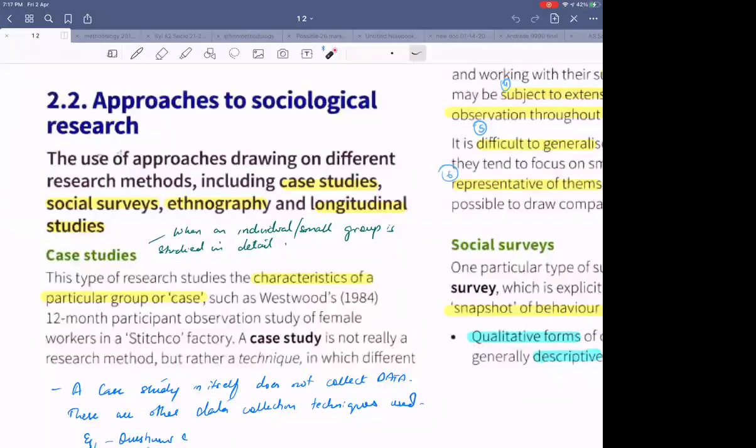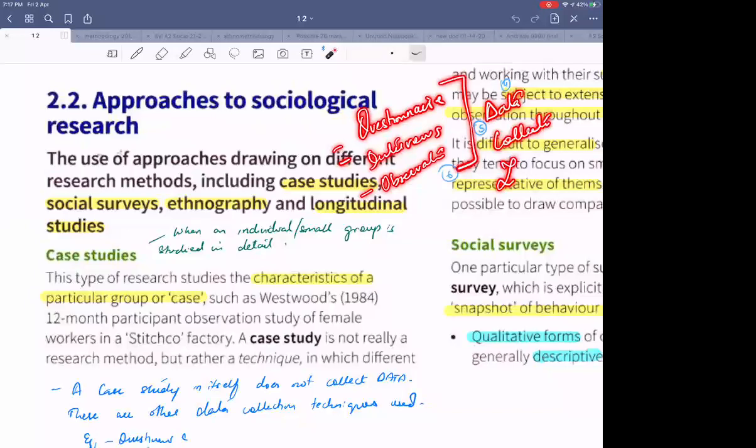Talking about approaches to sociological research, the use of approaches drawing on different research methods. The research methods that we've spoken about earlier, questionnaires, interviews, observation, all of them come under the heading of data collection techniques, right?